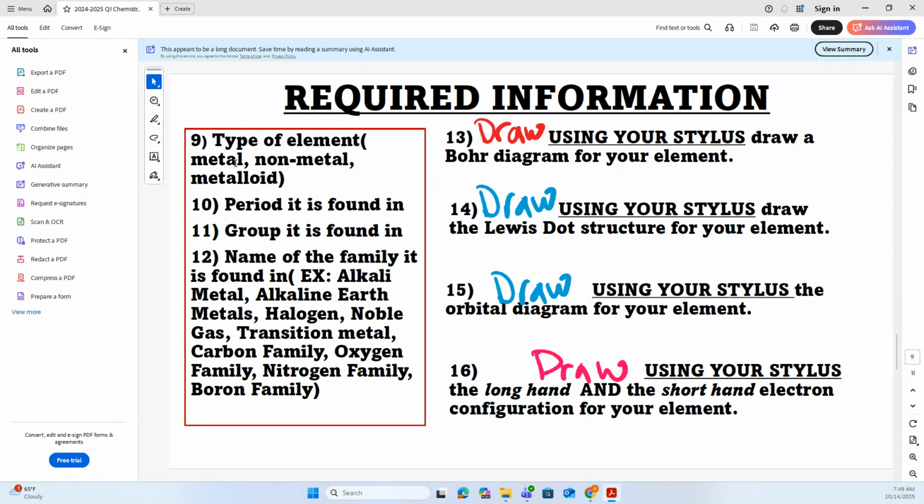Again, what type of element, metal, non-metal, metalloid, what period, what group, that's all going to be found in the unit in Bright Thinker about the periodic table. Bohr diagram, you had to do that on several lessons. Lewis dot structure, you did that on several lessons. Orbital diagram, there's a lesson on that. Long and shorthand electron configuration, there's a lesson on that.